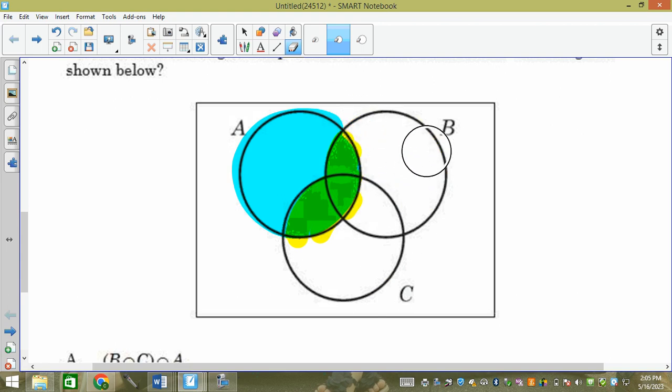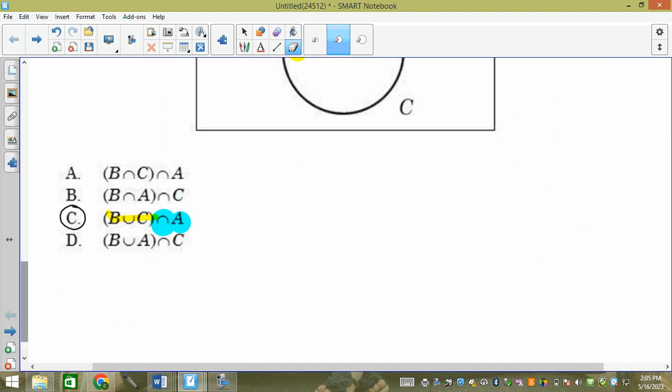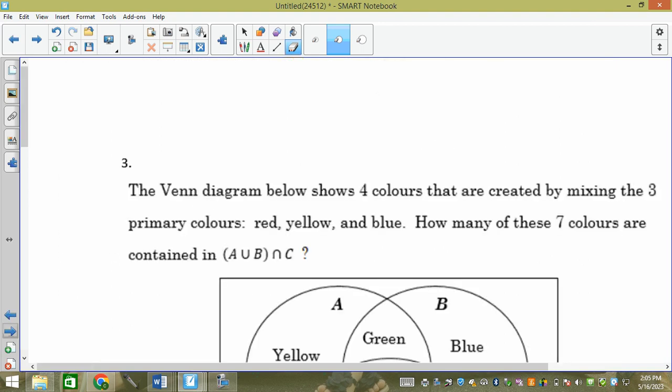Not working for you. And you would erase it better if you had an eraser with pencil, right? So that's why it is C. The next one.